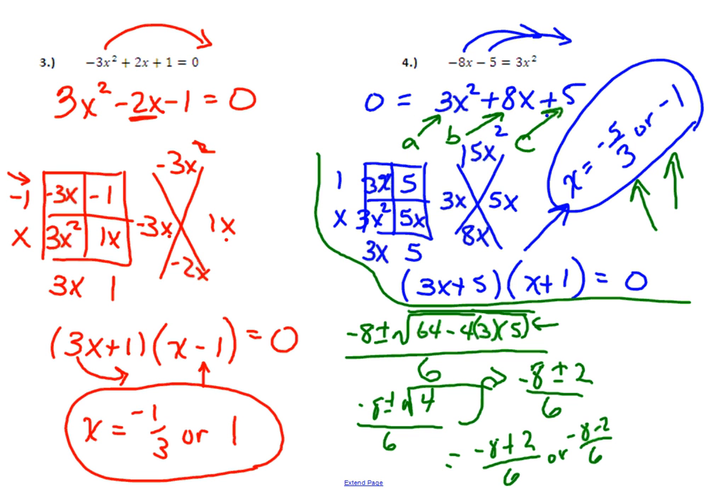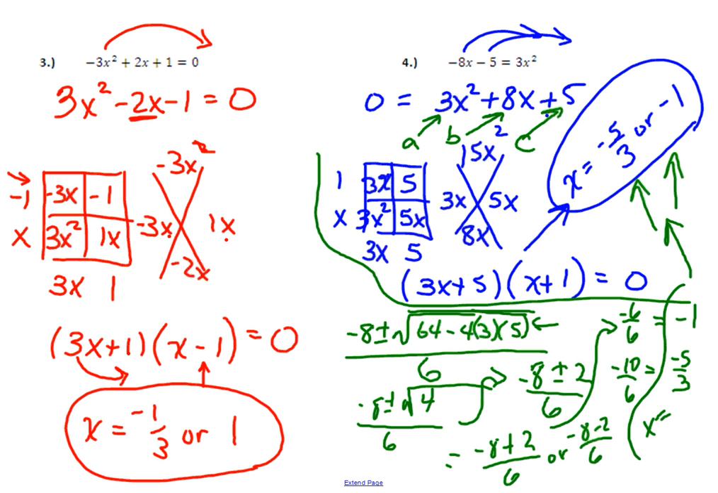Negative 8 plus 2 is negative 6 over 6, which is negative 1. And the negative 8 minus 2 is negative 10 over 6, which reduces to negative 5/3. And those are the same answers I got before. So either method, you could factor it or you can use the quadratic formula.